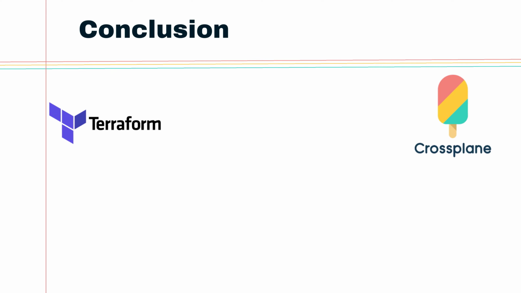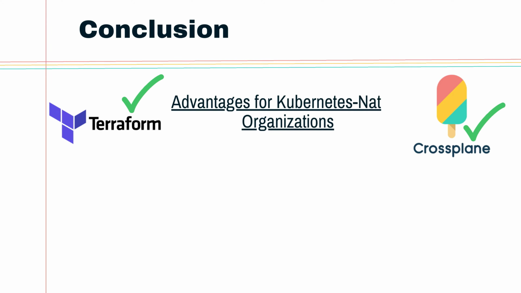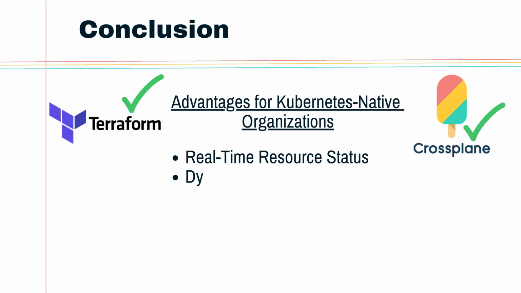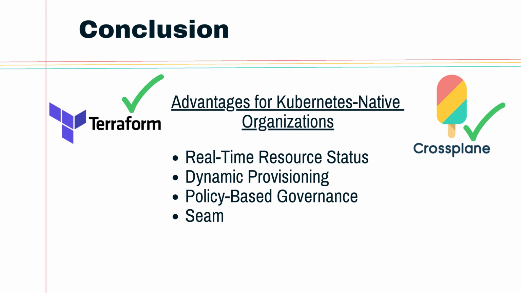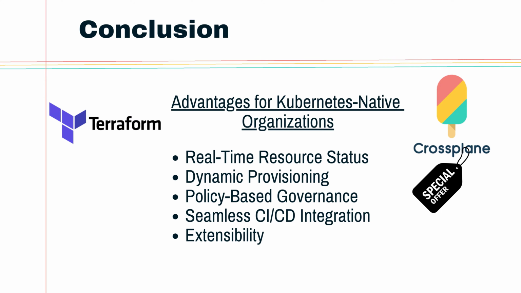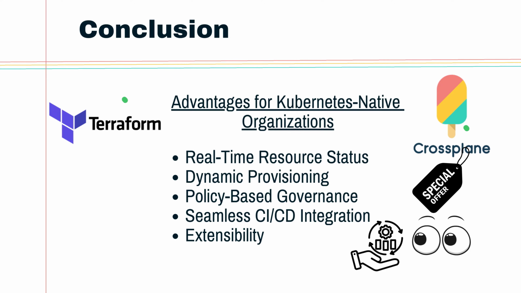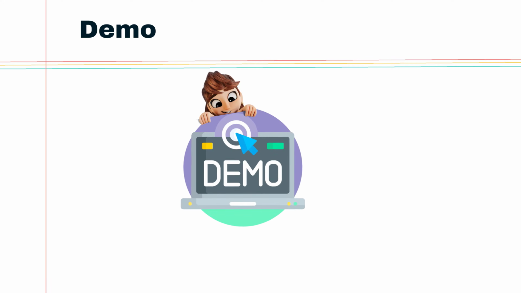In conclusion, while both Terraform and Crossplane are excellent tools for infrastructure management, Crossplane offers particular advantages for Kubernetes native organizations. From real-time resource status, dynamic provisioning, and policy-based governance, to seamless CI/CD integration and extensibility, Crossplane offers a compelling case for those looking to streamline their infrastructure management processes. And now, let's take a look at a demo of Crossplane.